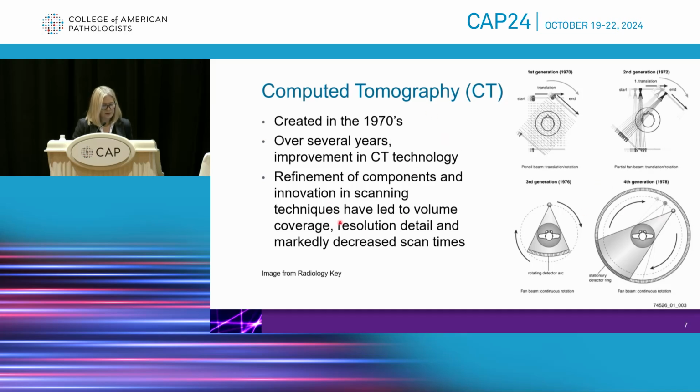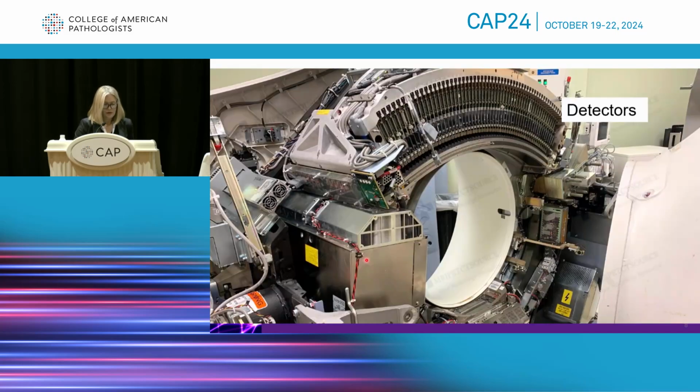All of these refinements add up to increased volume coverage, resolution detail, as well as markedly decreased scan times. Another component that really helped develop the modern CT scanner was the addition of a multiple array of detectors. Modern CT scans have an enormous amount of detection, and there's also some variation in detector size as well. So a lot of information, again, is housed in this giant donut, which is called the gantry.